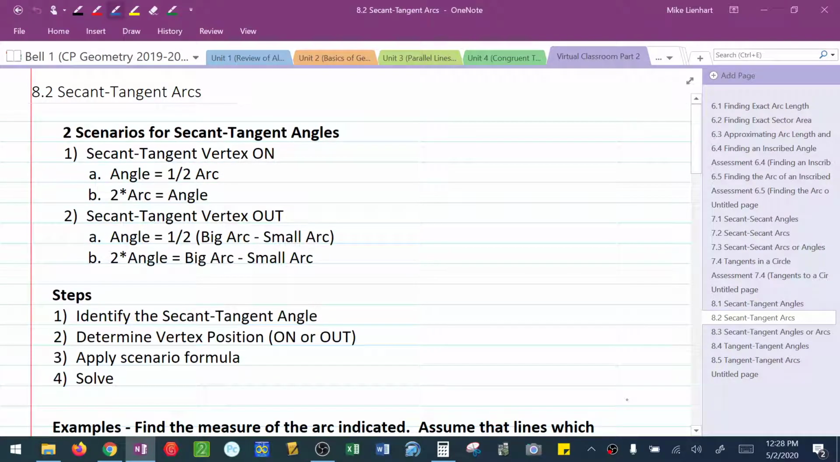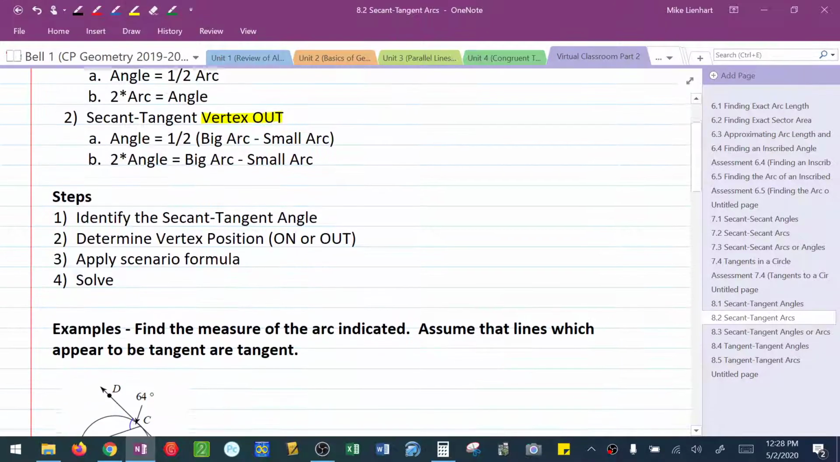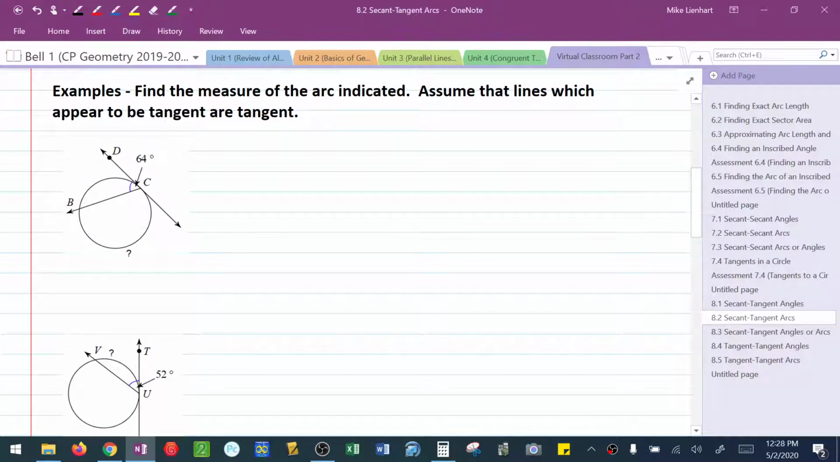Okay, so in this video, we're going to continue to look at secant tangent relationships, but now we're going to focus on the arcs. I've got a little typo in here. It says 2 scenarios for secant tangent angles. All I have to do is change that to arcs. The rules stay the same. I have to focus on the vertex on or vertex out, and I'm going to be doing the exact same steps. So let's jump right in and see how this is a little bit different.